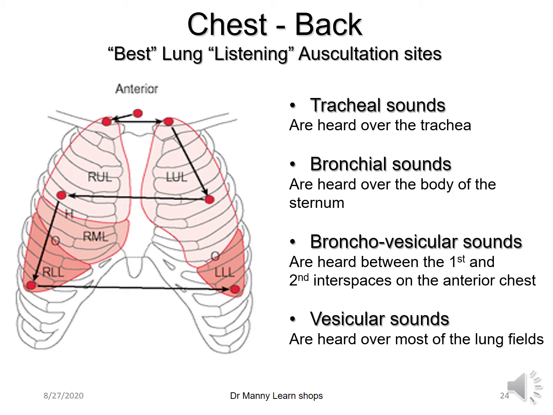And always, as the diagram indicates, listen comparing right side to left side. Apices, or the upper zone, the mid zone, and the lower zone. Always compare right to left, left to right, upper zone, mid zone, lower zone. And that should give you an idea of upper lobe, middle lobes, and lower lobes in relation to air entry. Air entry should be equal. Sounds should be the same.